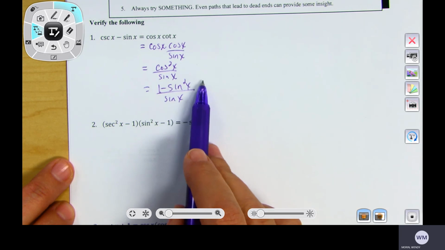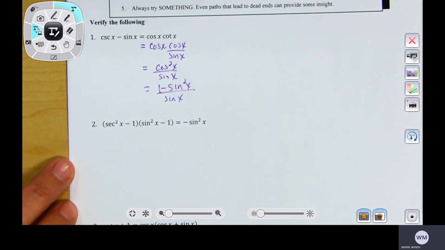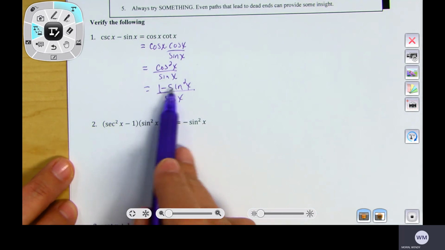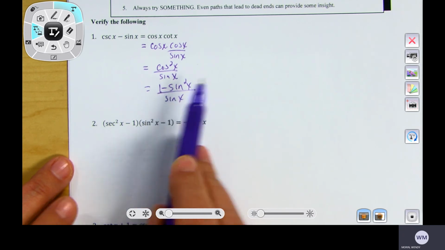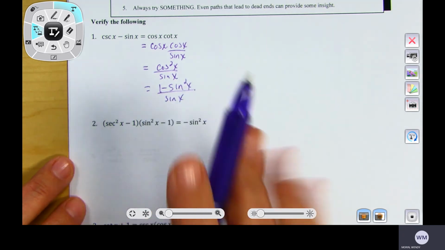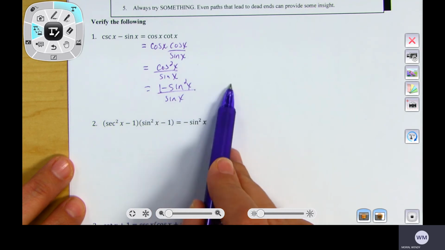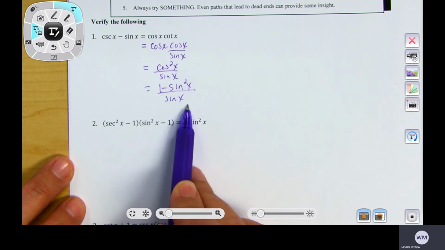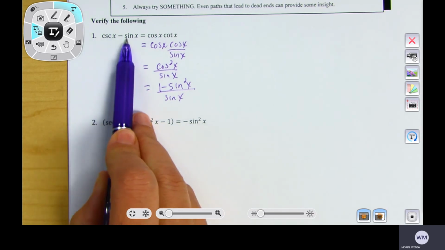If I multiply by sine over sine, that's going to give me sine squared in my denominator. What else? You want me to factor this? Is that what you said? Okay, all right, so if I factor this, I get sine plus 1 plus sine times 1 minus sine all over sine. So now I have 2 factors, I need 2 terms.